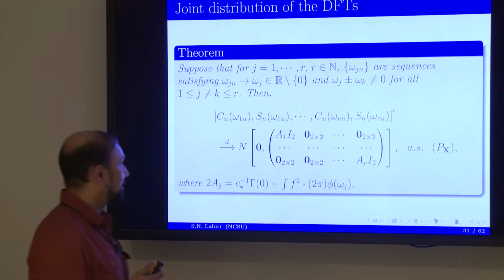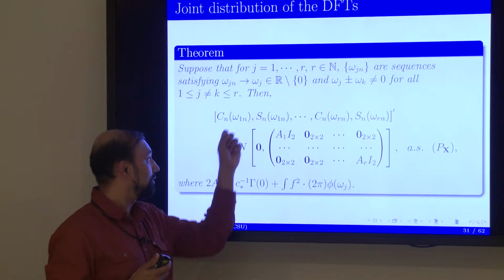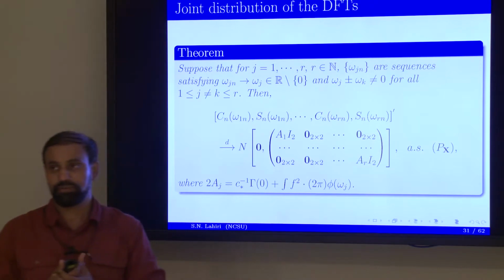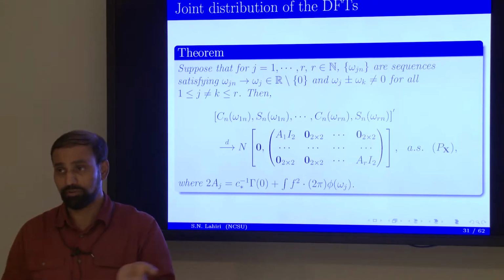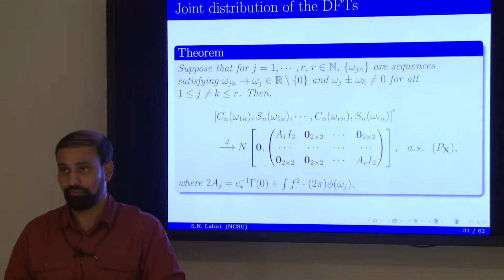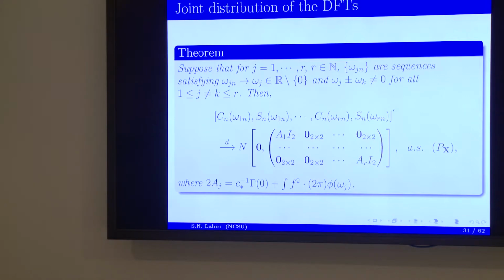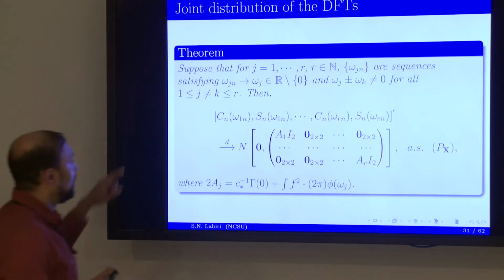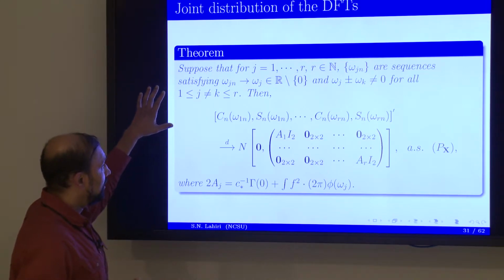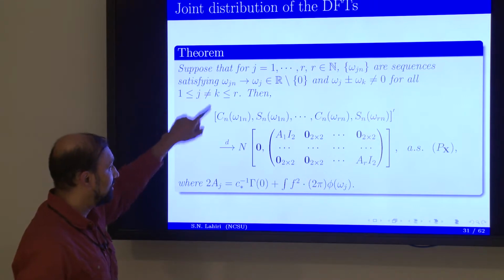The second one is that when you look at the corresponding sine and cosine transforms, they are going to be asymptotically independent. So that is the case when you have this regularity of the sampling points. The theorem that we have here says something similar is true.